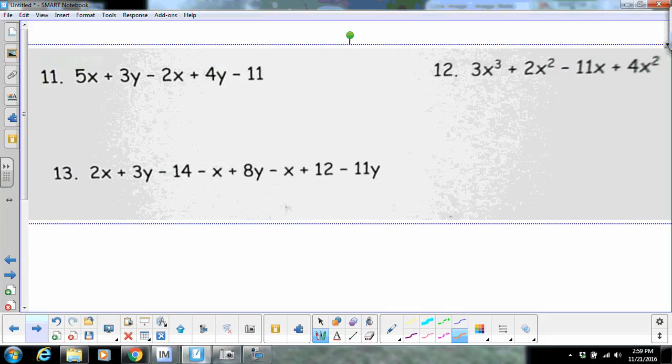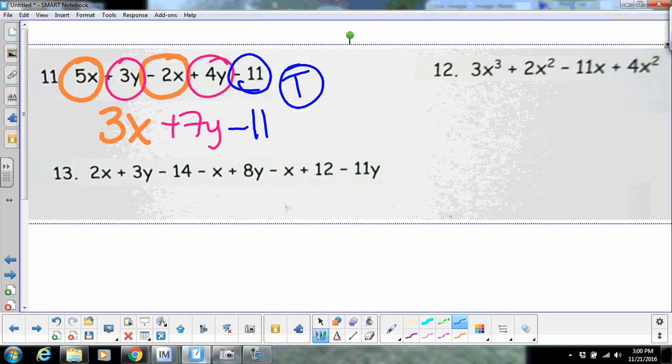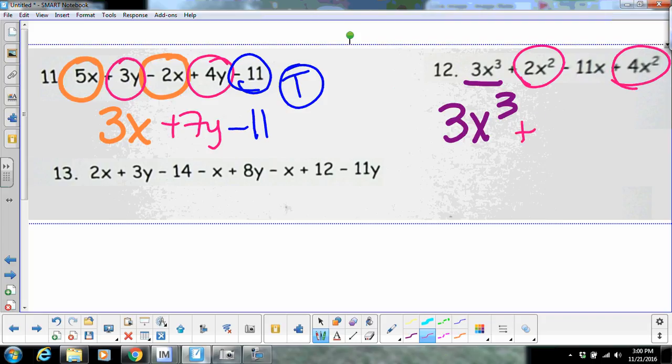Now we're going to go down to the identification of a monomial, a binomial, or a trinomial, but remember you have to simplify first. So like on number 11, we have 5x minus 2x is 3x. We have 3y plus 4y is 7y. And then we have our minus 11 here, so this is a trinomial. For number 12, we have 3x cubed alone. Then we have 2x squared plus 4x squared is 6x squared, and then minus 11x. So again, that is a trinomial.